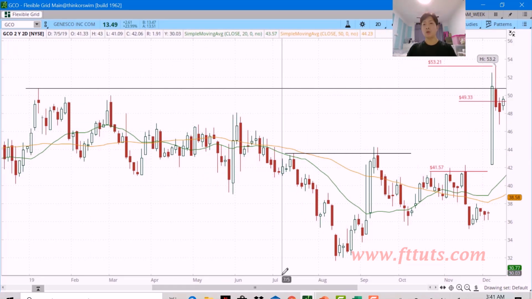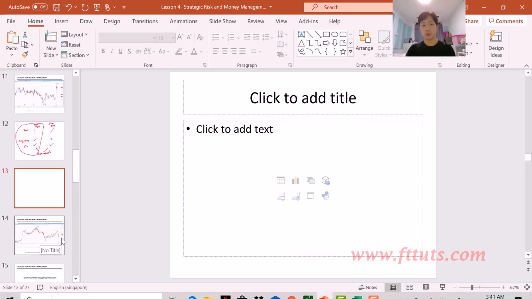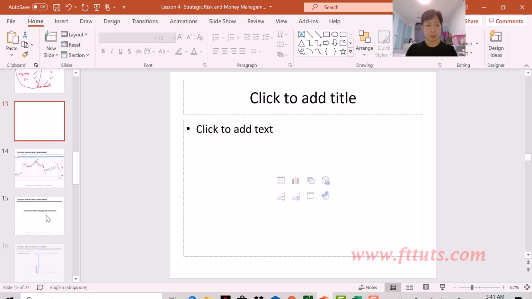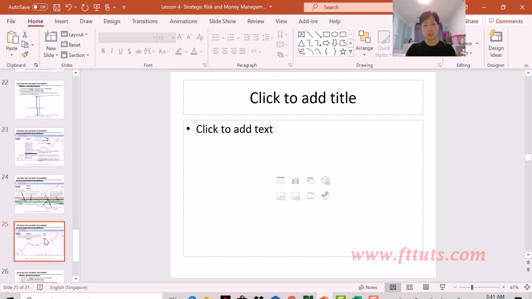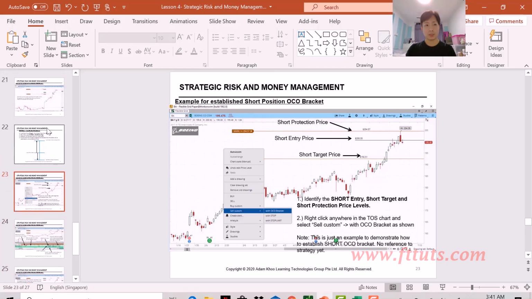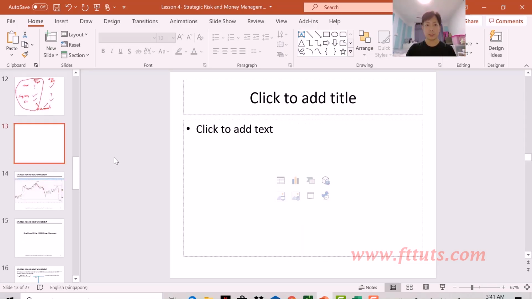So how do you put in this thing called the OCO order? Before I go into the OCO order, let me explain to you what the OCO order is. More details on the OCO order are at the bottom of the slides here. You can read more about the OCO order placement slowly. Follow me, I'm going to explain it over here in my slides.